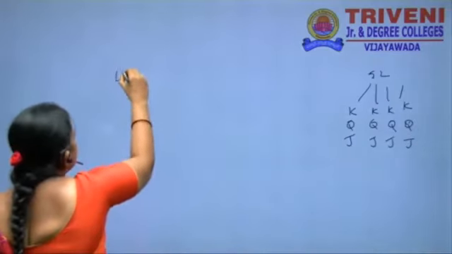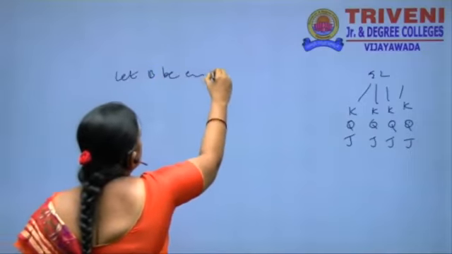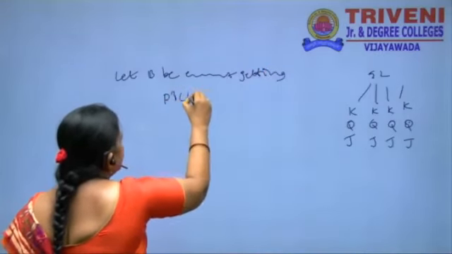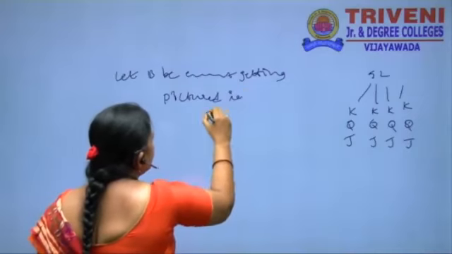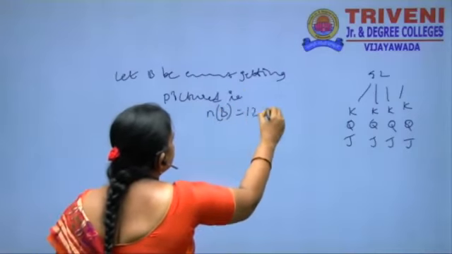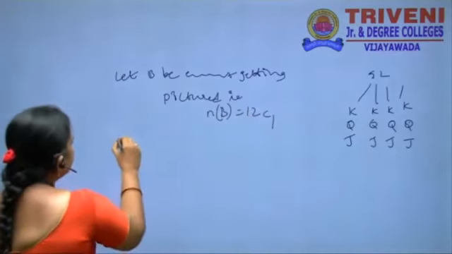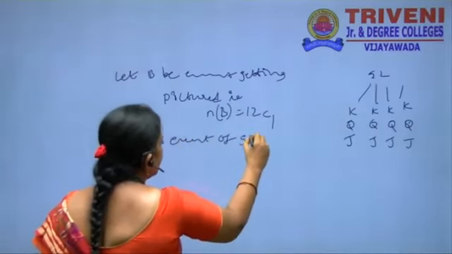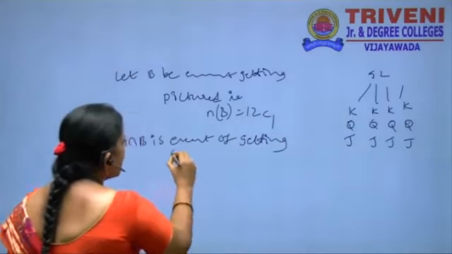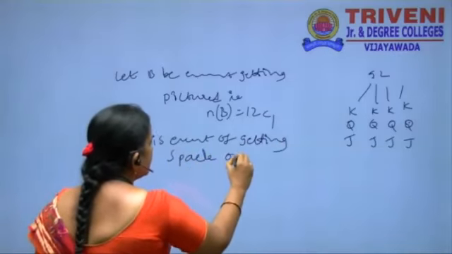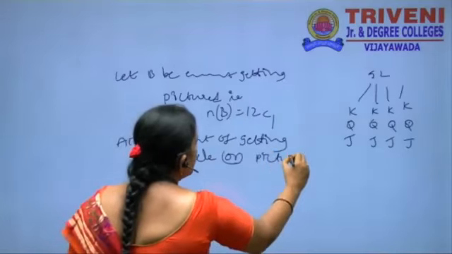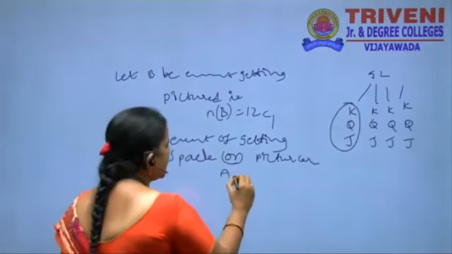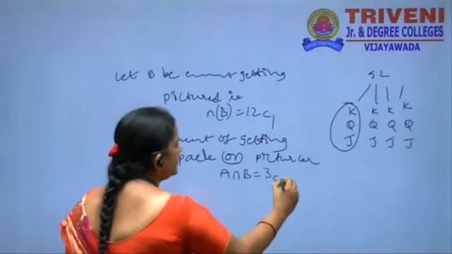Let B be the event of getting picture cards. That is 12C1. N of B is equal to 12C1. A intersection B is the event of getting a spade or a picture card. How many are common here? King, queen, jack. These 3 are common. That is, N of A intersection B is equal to 3C1.